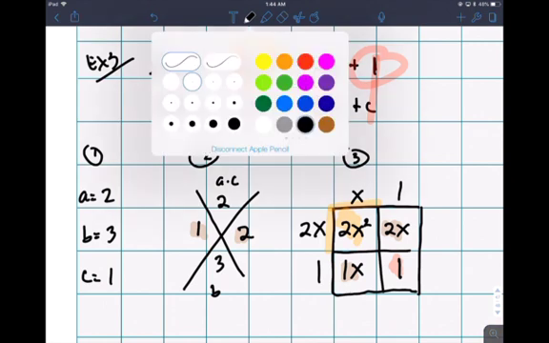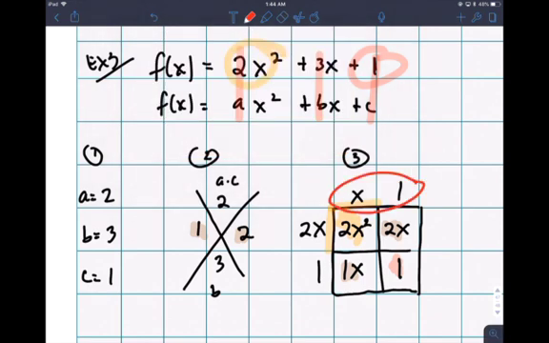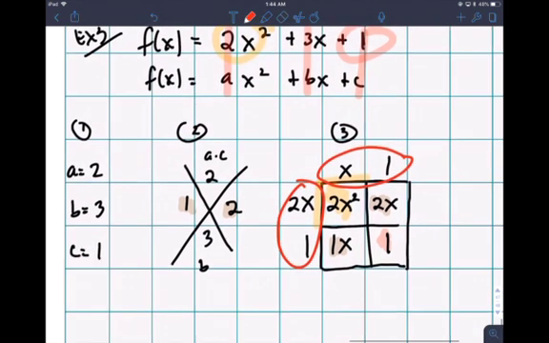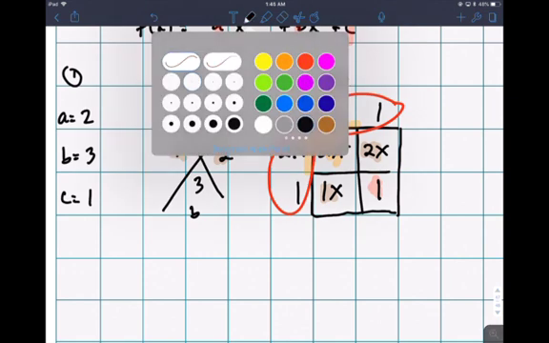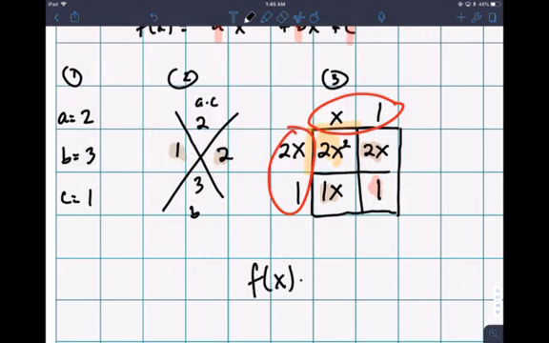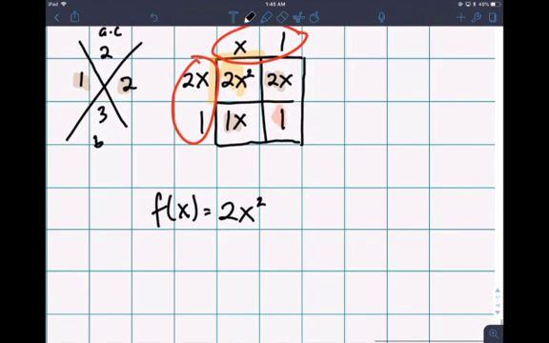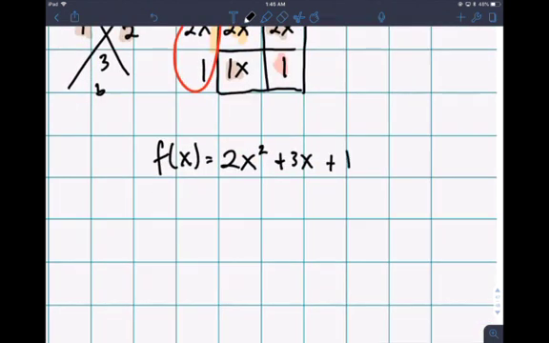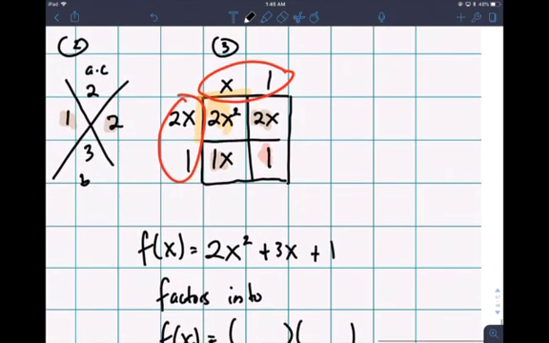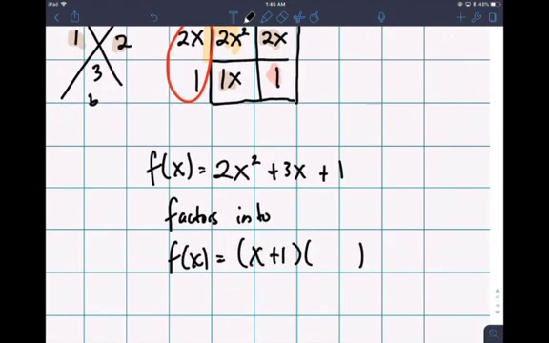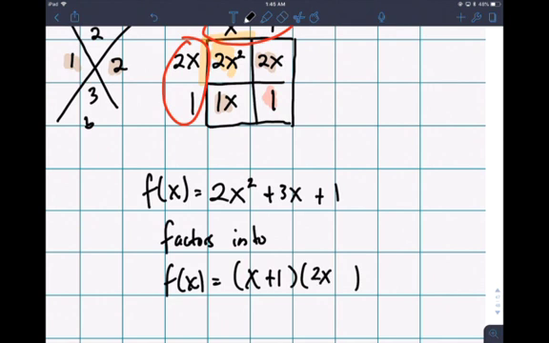So now I know how this factors. Here's one factor, here's the other one. So that means that f of x is equal to 2x squared plus 3x plus 1 factors into, so I set up my parentheses, (x plus 1)(2x plus 1).